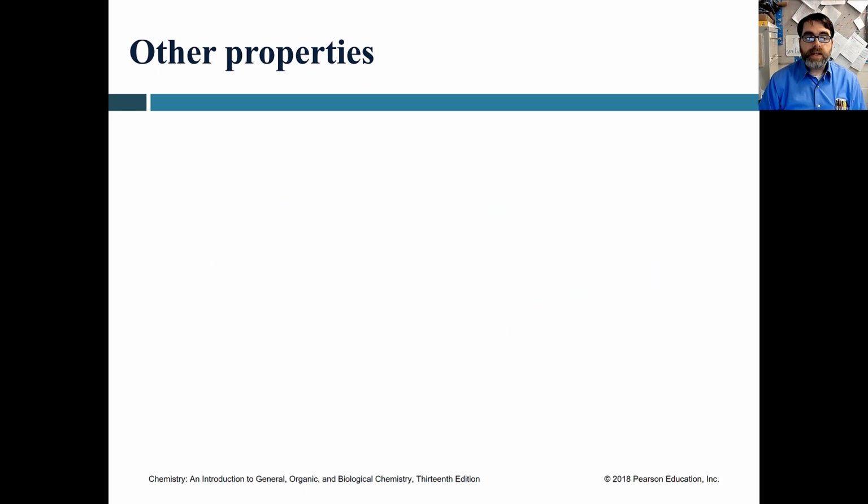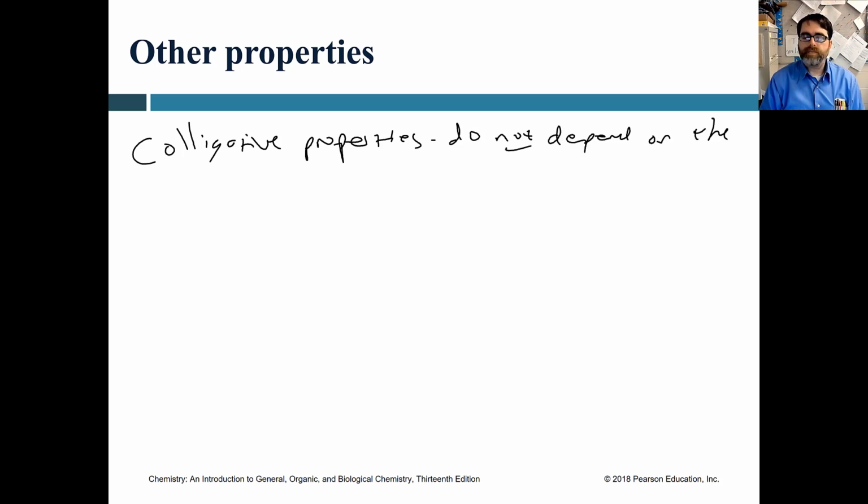As I mentioned back at the beginning, I wanted to address a couple other properties that your textbook doesn't address. You're not going to be tested over them, and they're not going to come up in homework problems. If you're with me live, I may do a demonstration, or we may even do a lab over one of these other properties. But one of them is something called colligative properties. And interestingly, colligative properties do not depend on the substance involved, but rather just the amount.